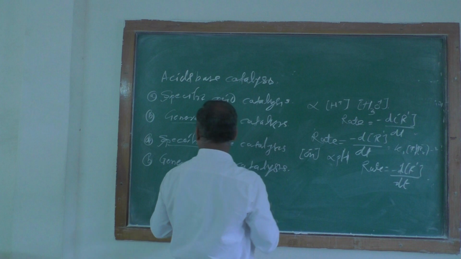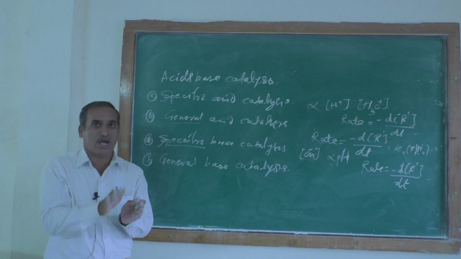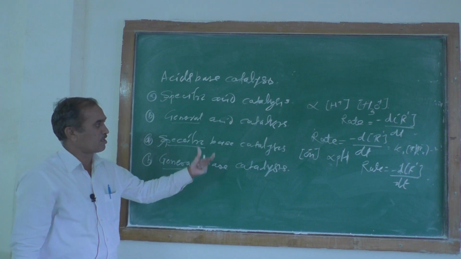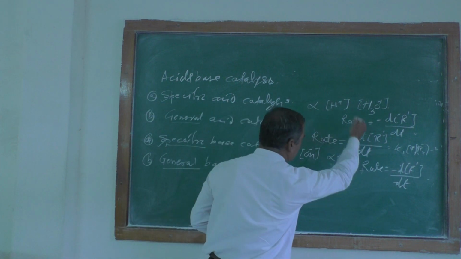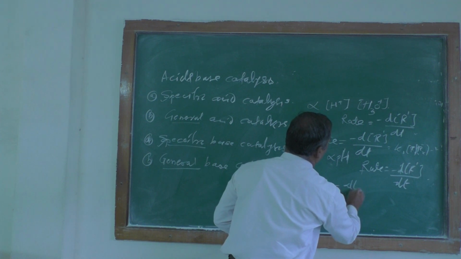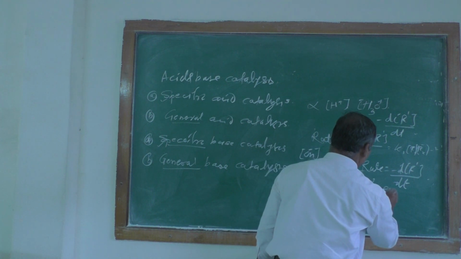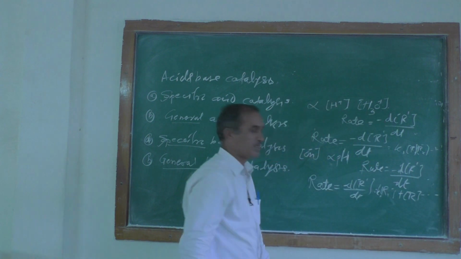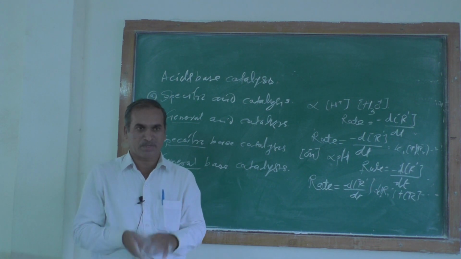Similarly, in general base catalysis, other than the hydroxyl group, other bases are also involved, so that type of thing is called general base catalysis. For example, the rate of reaction again remains the same throughout: rate is equal to minus d[R']/dt, equal to k1[R1] plus k2[R2] plus and so on. So I think with this we have completed chapter number one.